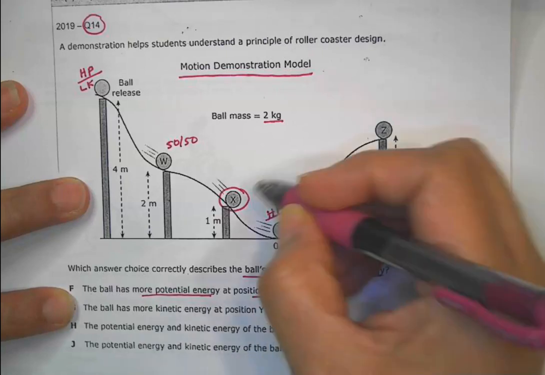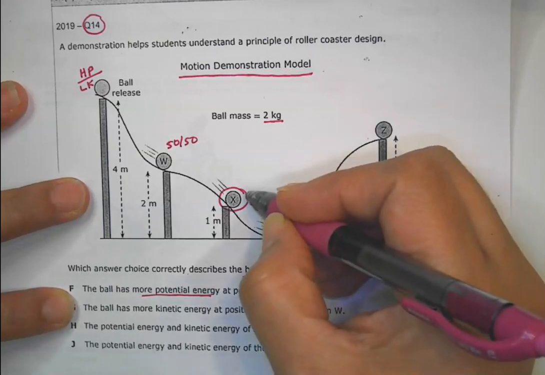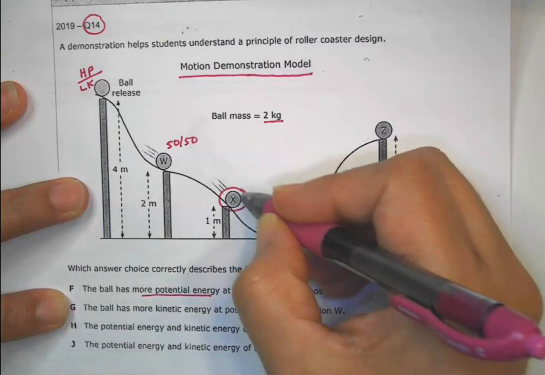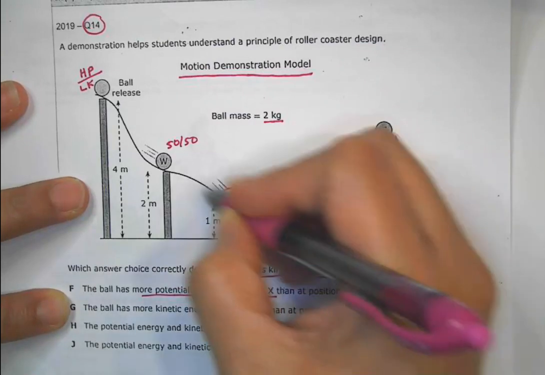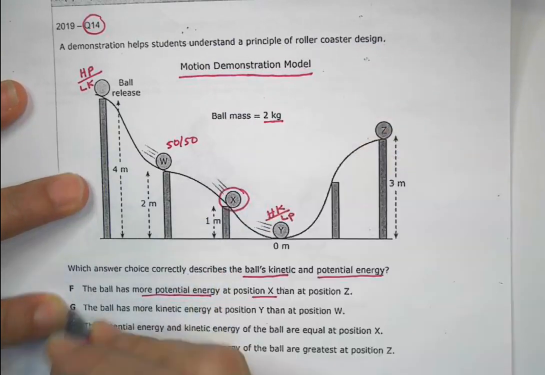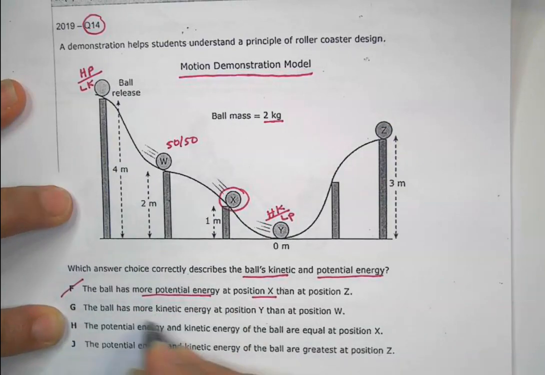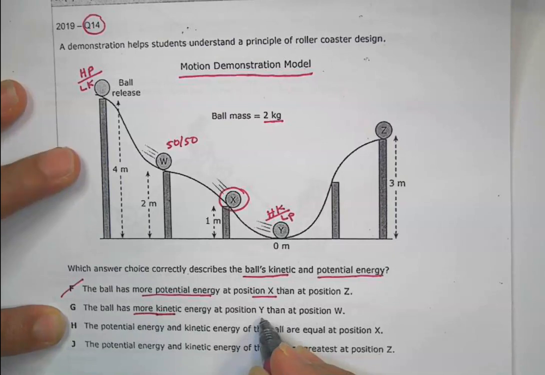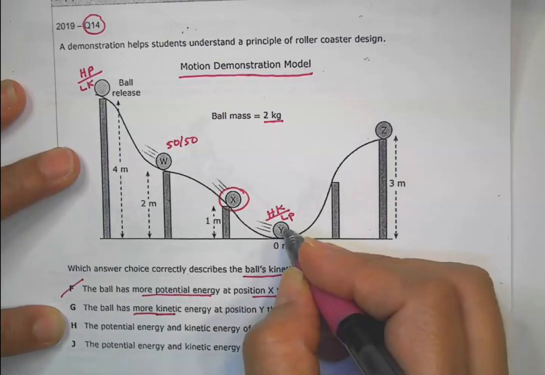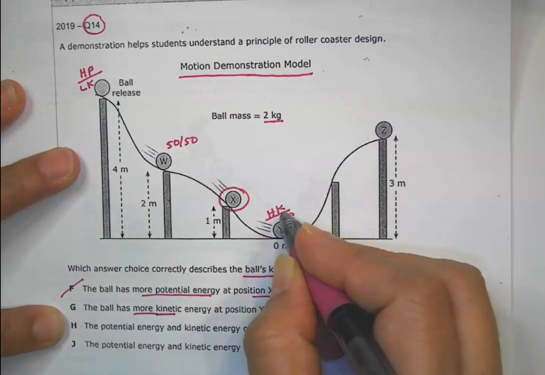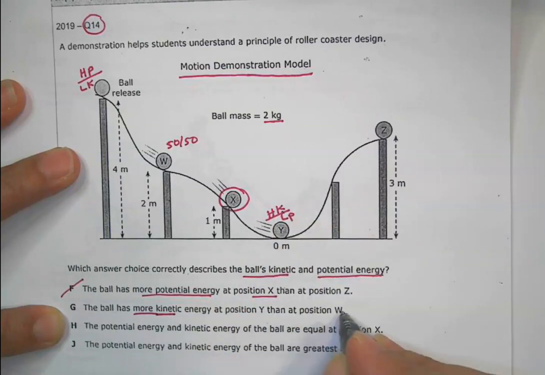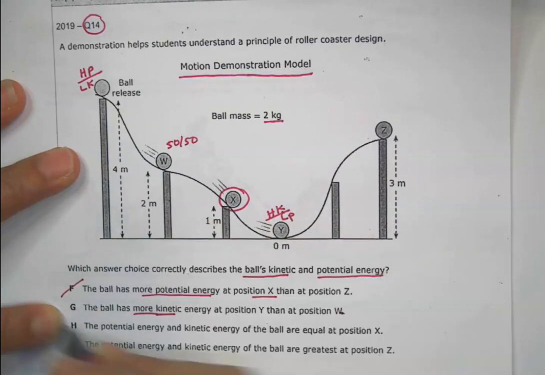So the next, it cannot be high potential, okay? I am losing potential and gaining kinetic, and the lower I get, the more kinetic energy I gain. So that's not the answer. The ball has more kinetic energy at position Y. You know what? More kinetic energy, yes, high kinetic right here, then at position W. Of course, that makes sense. But I don't know if that's the possible answer yet.